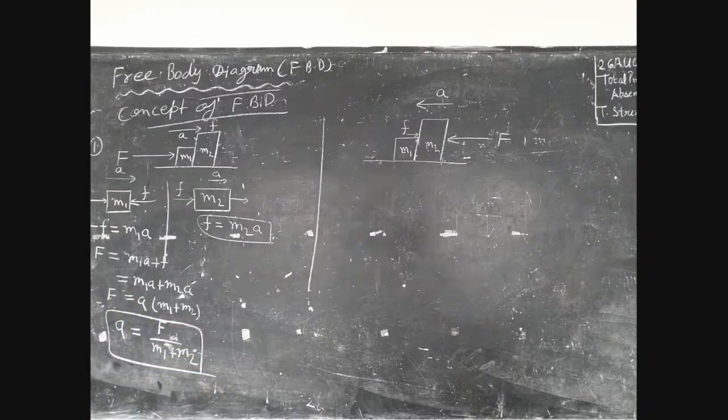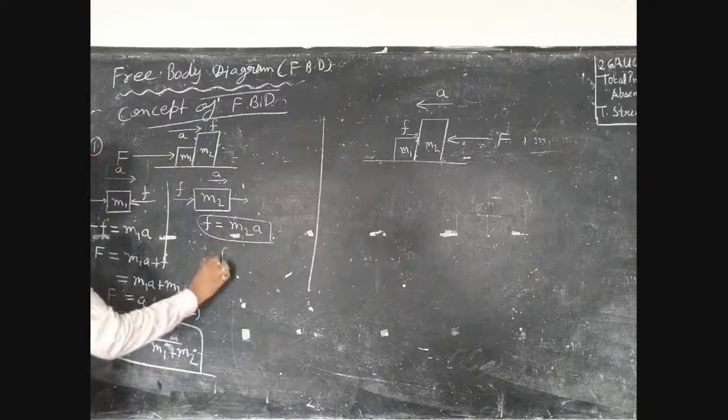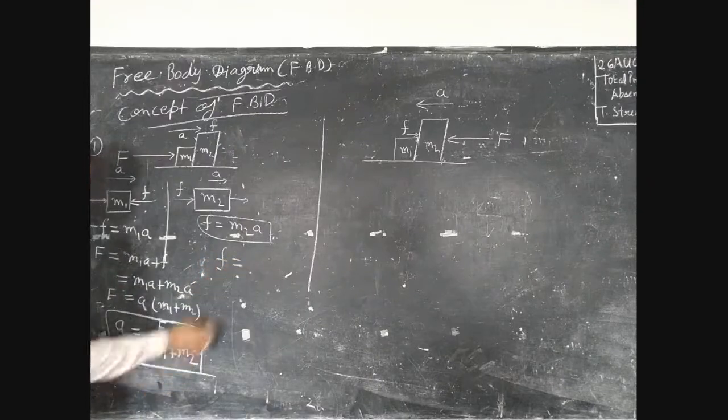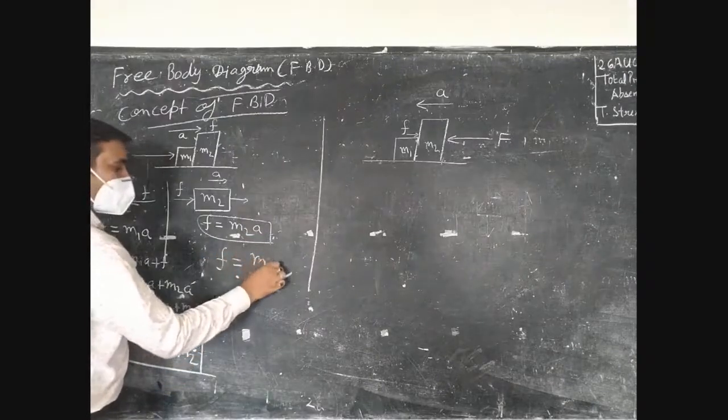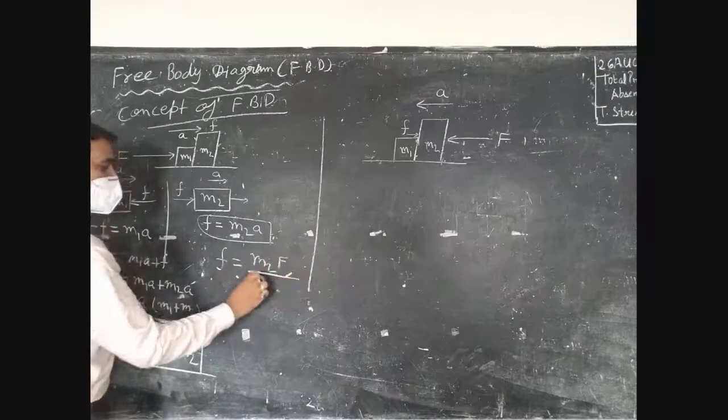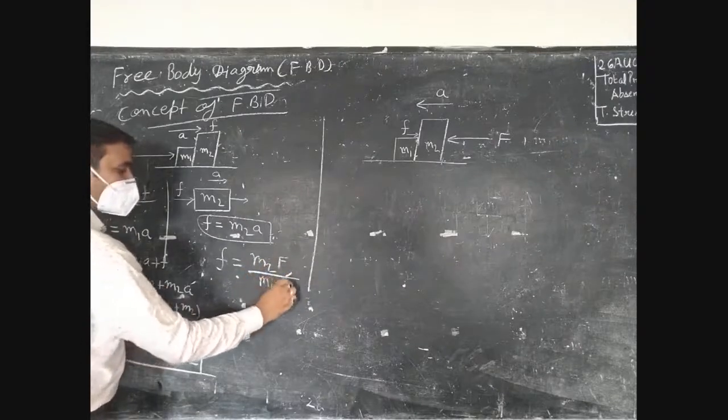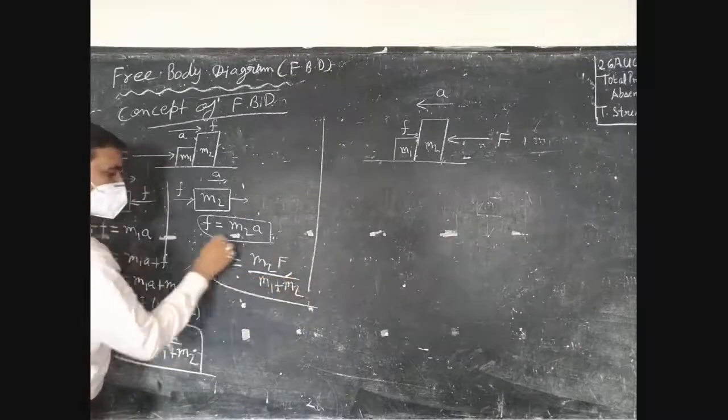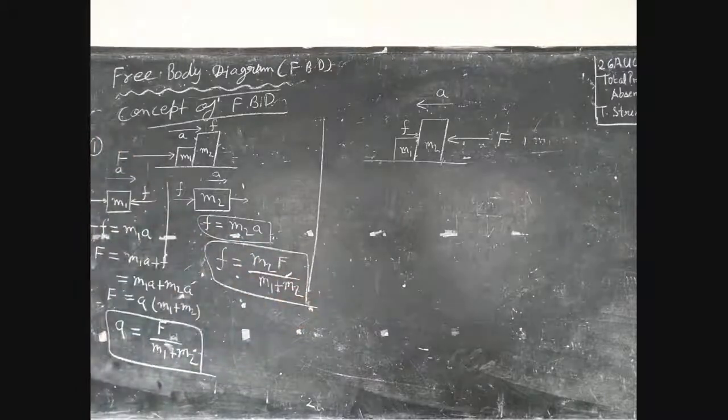Okay. What is the quantity of force which opposes this applied force? The answer is this. By using this a here, we get m2 F upon m1 plus m2. Understood? This is how we solve the connected motion equation for two bodies.